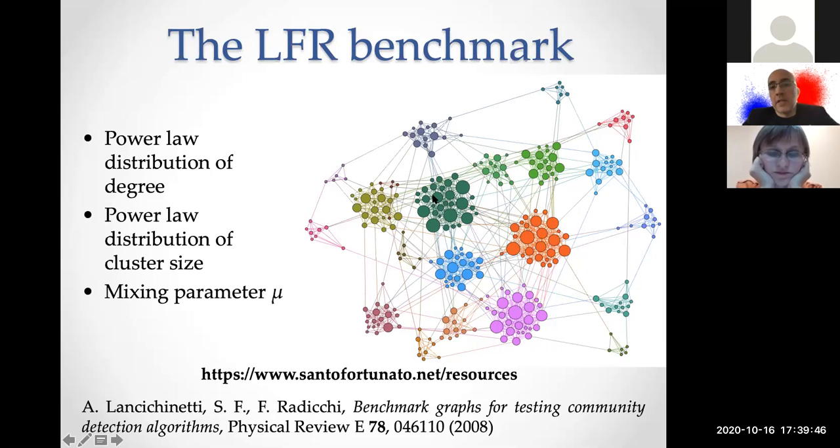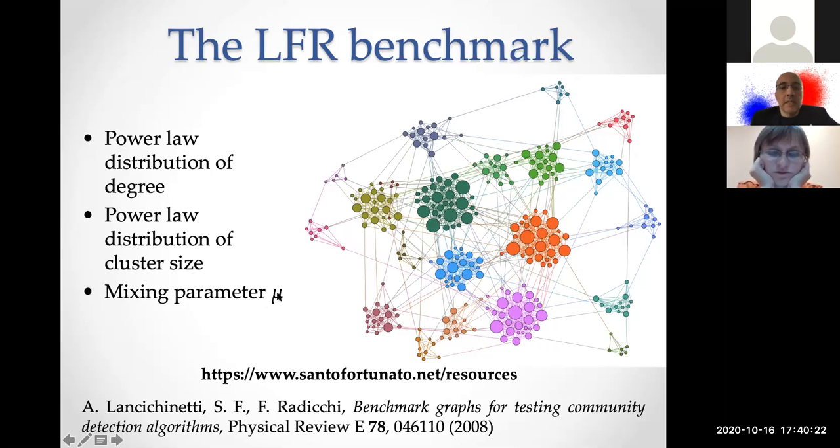The characteristic of this benchmark is that it's meant to be more realistic than the benchmarks that people had been using before we introduced this one, in that clusters have different sizes and nodes have different degrees. In fact, they are both power law distributed. So you see from the size of the nodes, which is proportional to their degree, that there is a broad distribution in both things. And also you see there are small groups and large groups. This is more a proxy of what you could think real networks look like.